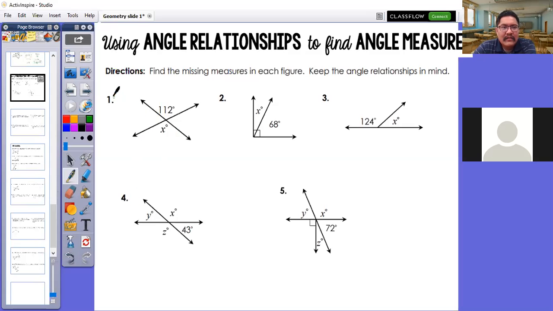All right, so let's see, number one, top part is 112 degrees. Well, since they are vertical angles, they are gonna be the same size, and that's just one of the things that always happens, right? So it's kind of like a rule. In this case, for this one, X would be 112 degrees. They're just gonna be the same size, right? They're gonna be congruent.